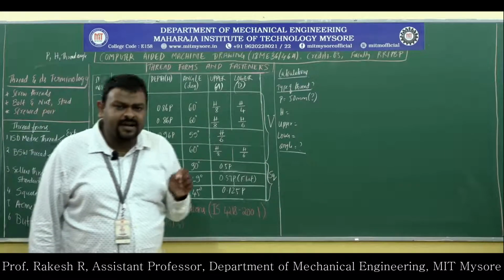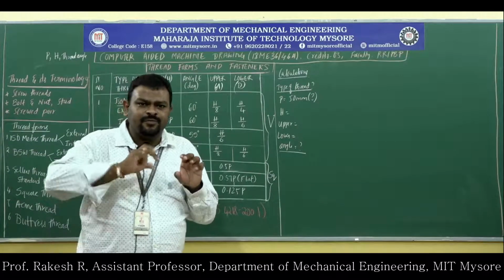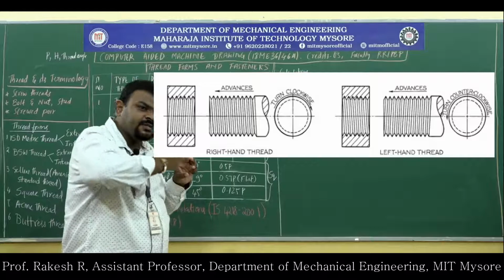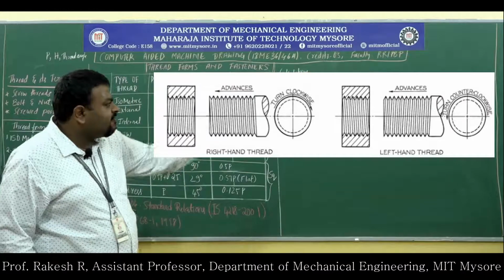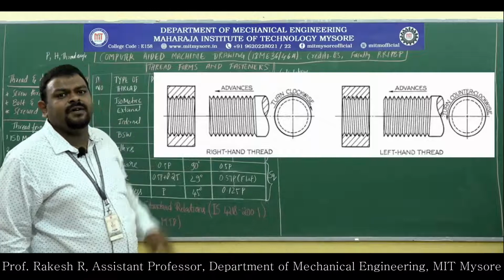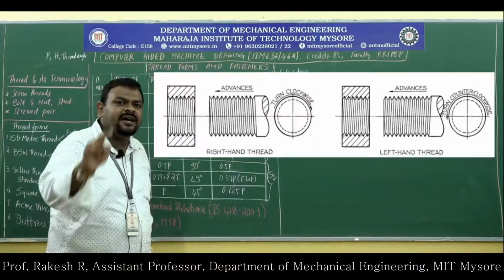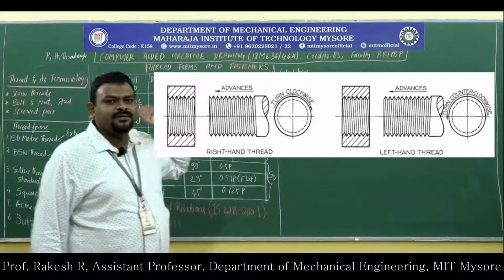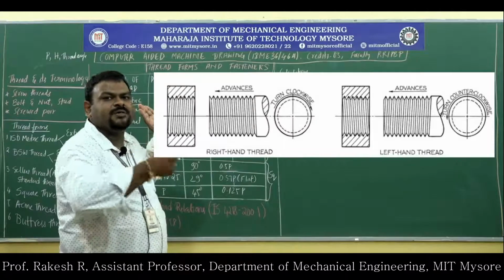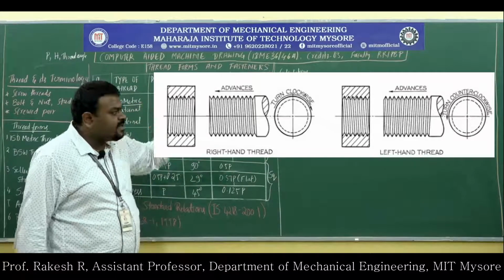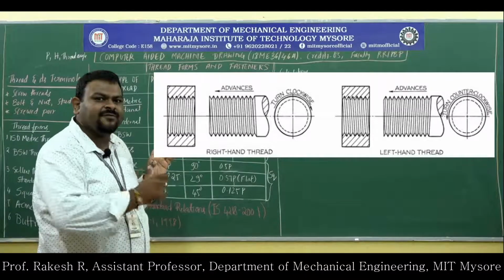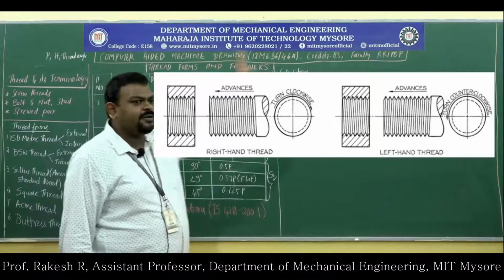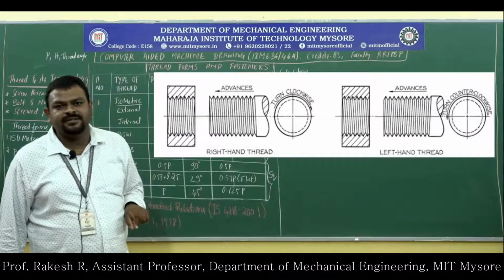A very important thing is left hand thread and right hand thread. If you turn the cylinder clockwise, the nut will be moving away from the observer. That is right hand thread. So the movement of the nut will be right side to left side, moving away from the observer as you rotate clockwise. If it is a left hand thread, with the same rotation of the cylinder clockwise, the nut will be moving left hand side to right hand side. That is left hand thread.